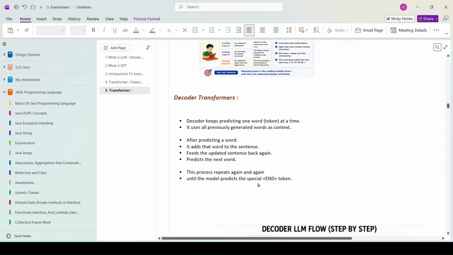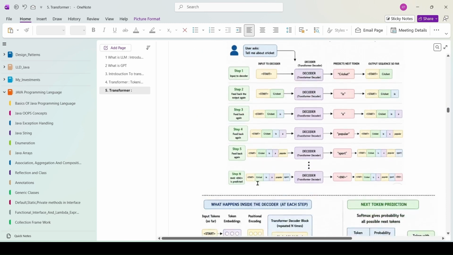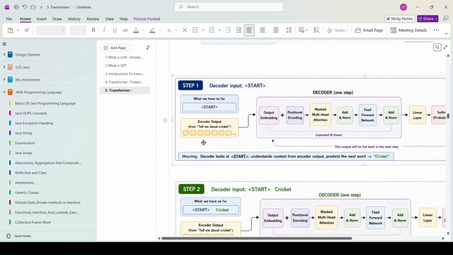After the encoder transformer, the decoder transformer starts. It will predict one output token at a time. Let's understand this with an example. Let's say the user has given an input sentence, "tell me about cricket." The encoder transformer understands each word, understands the relationship between the words, and creates the context or the representation of the sentence. Now the decoder transformer comes into the picture.